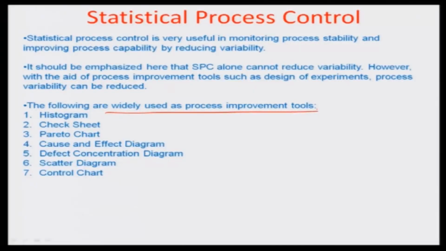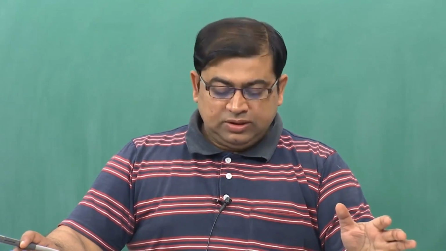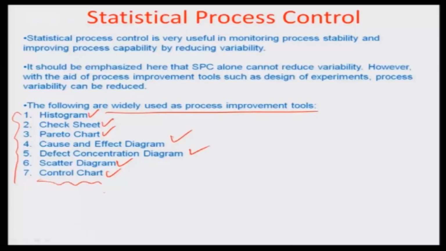So one of them is obviously the histogram, then we have the check sheet, the Pareto chart, the cause and effect diagram, the defect concentration diagram, scatter diagram, and finally the control charts, okay. So I'm going to now illustrate briefly how these 7 tools of quality control can be utilized, or what they really are, with a lot of emphasis on the last category, the control chart, because this is something that is real time health monitoring of a certain process, okay.